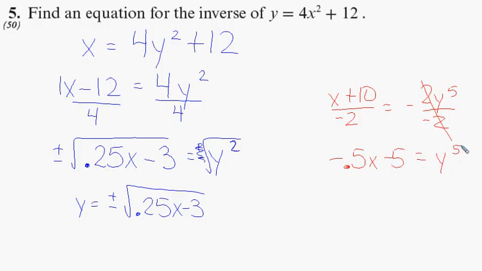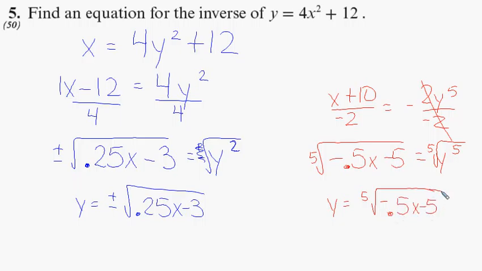Okay, so if you did that, then to get y by itself, you would have taken the 5th root of both sides, right? So here's the 5th root of both sides, and so then you would have had y is equal to the 5th root of negative 0.5x minus 5.